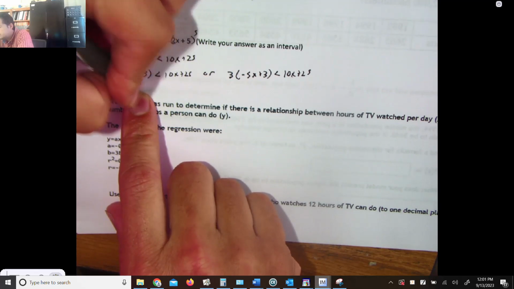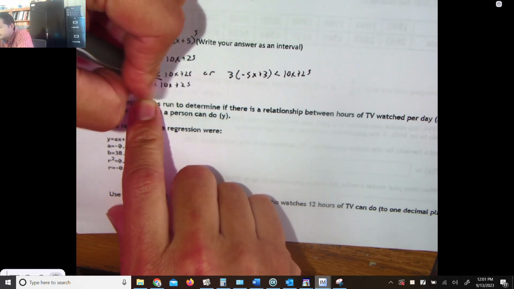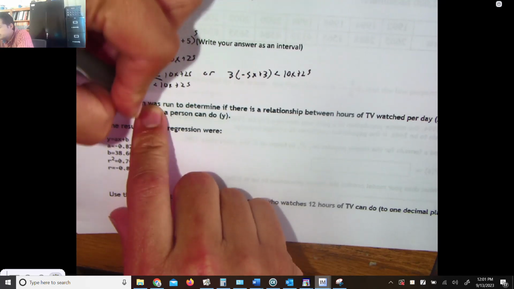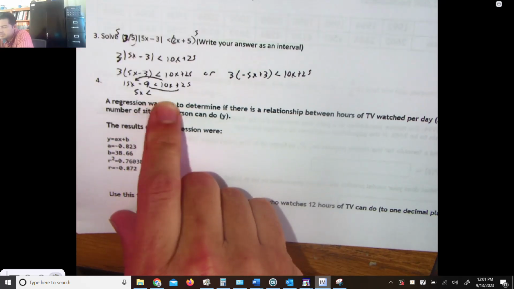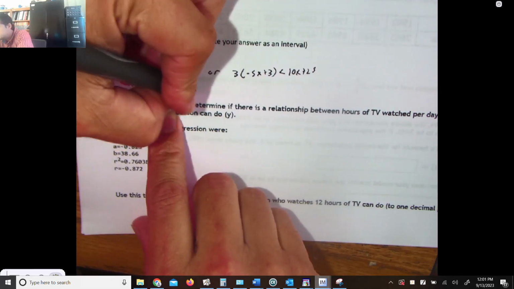15x minus 9 is less than 10x plus 25. Get those x's over there. 5x is less than, looks like 34. And this tells me that x is less than 34 fifths.